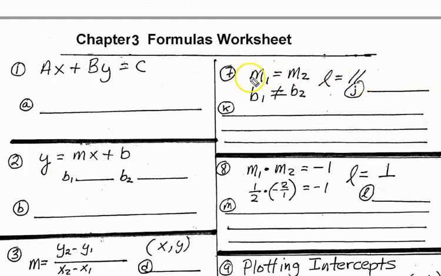Now, for number 7, this isn't exactly a formula, but more or less a rule, that if the slope of one equation equals the slope of another equation, but the y-intercepts, the b's, do not equal each other, we say the lines are parallel. And this is the symbol for parallel. And here you can just write that up. I'll shorten it, slopes.